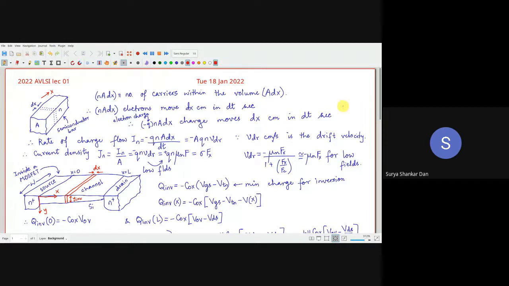Okay, very good. So if it is under low field, if you clearly understand that Fx is much lower than Fc, we can simply ignore this, and therefore drift velocity simply becomes minus mu(n) into Fx. Very nice, isn't it? So all I'm going to do is just put this minus mu(n) into Fx right here.